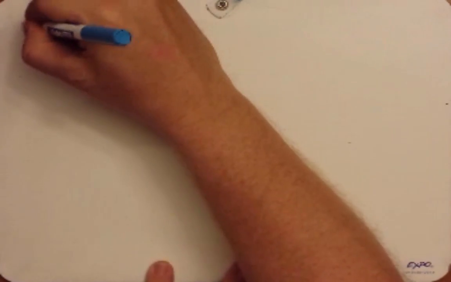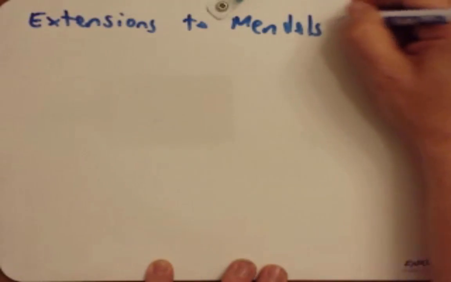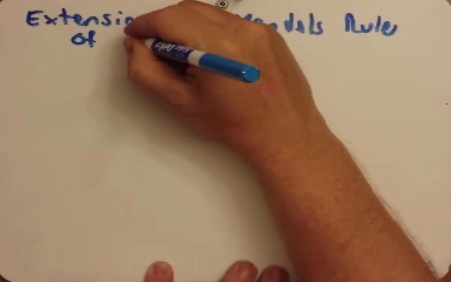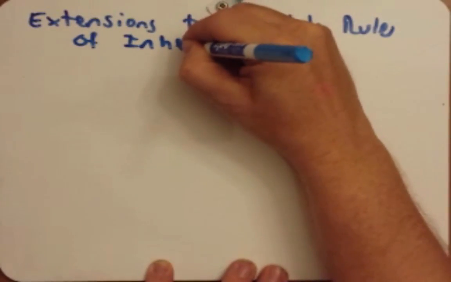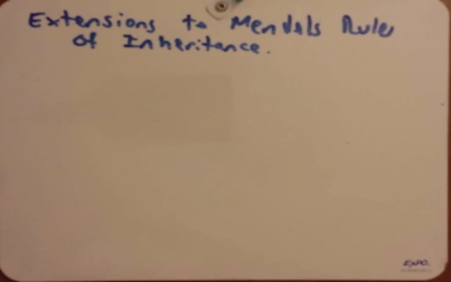Hello and welcome everyone. In this podcast we're going to talk about the extensions to Mendel's rules of inheritance. Now remember, Mendel did his research in the 1860s, and then he left his research behind and took on more administrative roles, and his work was, for the most part, unknown until 1900.